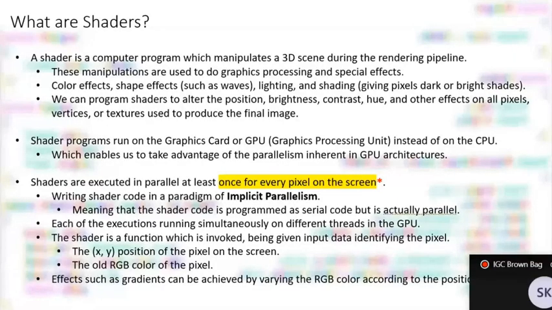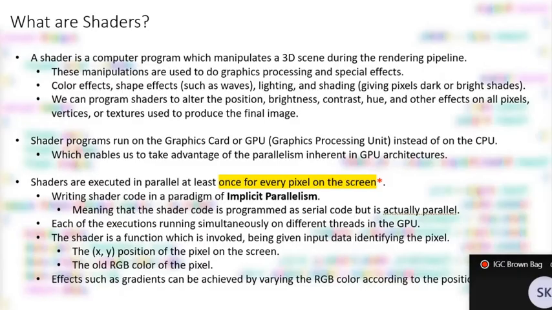A shader is a computer program which manipulates a 3D scene during the rendering pipeline. These manipulations are used to do graphics processing and special effects, such as color effects, shape effects, such as waves, lighting, and shading, giving pixels dark or bright shades for depiction of depth perception in 3D models by varying the level of darkness. We can program shaders to alter the position, brightness, contrast, hue, and other effects on all pixels, vertices, or textures used to produce the final image.